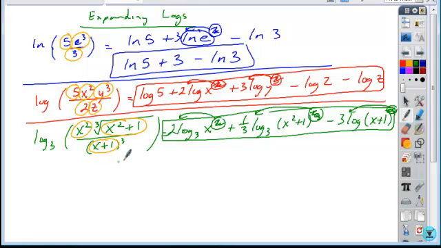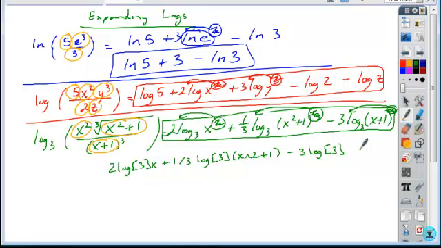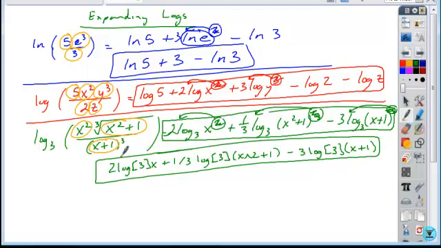Okay, so if you were writing this online, it would look like the following. 2 log base 3 of x plus 1/3 log base 3 of x squared plus 1 minus 3 log base 3 of x plus 1. Oops, there should be a base 3 here. Okay, so this would be the form that you would enter online.